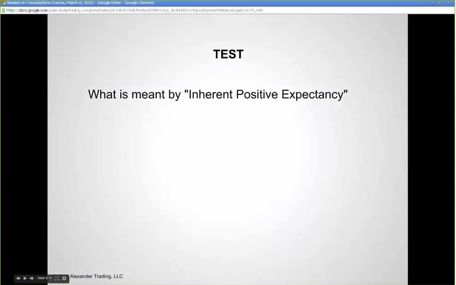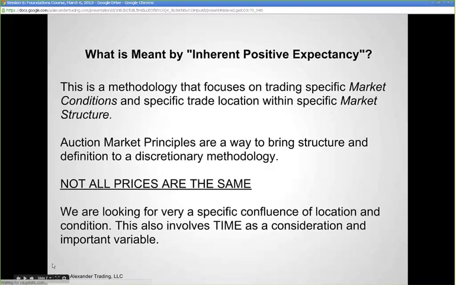Okay, so the inherent positive expectancy weaves all the way through this. And we're focusing on trading, on defining the market. We're defining the market through this worldview. We're looking at specific market conditions and specific trade location within specific market structure. And it's really not complicated. That may seem like a lot, but it's really not.